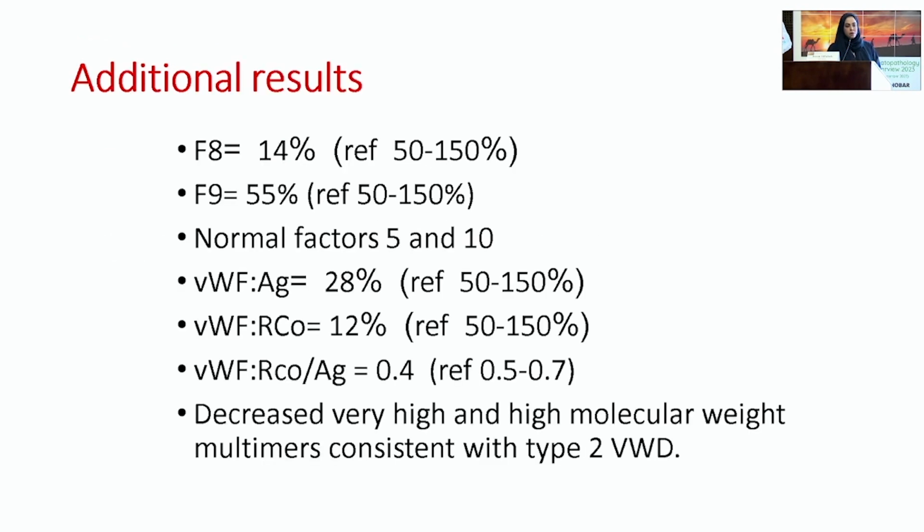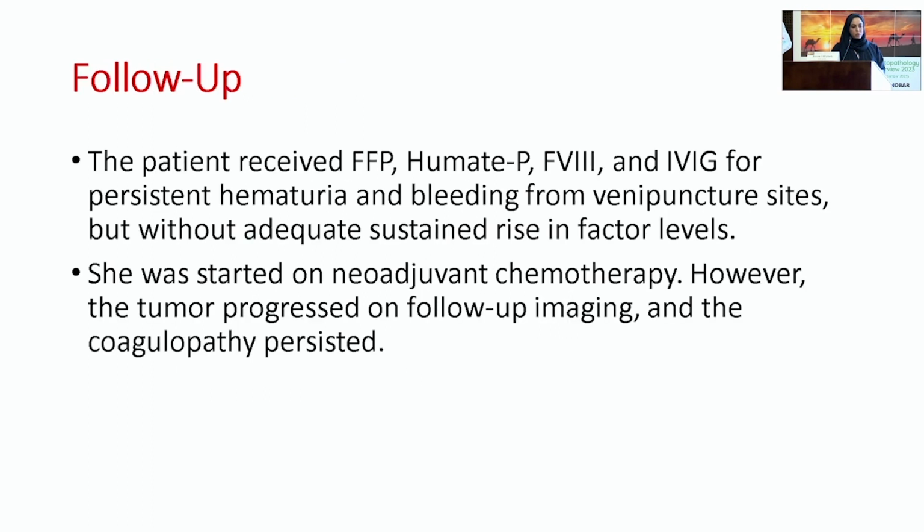Her factor 8 is 14, which is quite low, factor 9 within normal limits, as well as factor 5 and 10. Her von Willebrand antigen was 28%. However, the ristocetin or von Willebrand activity was decreased, so her ratio is 0.4. We use a cutoff of 0.6. Decreased very high and high molecular weight multimers, consistent with type 2 von Willebrand.